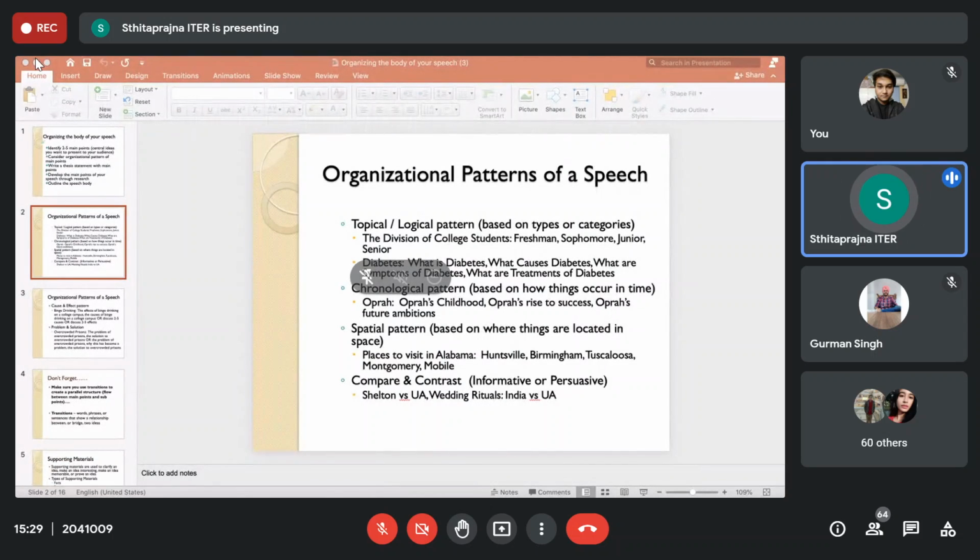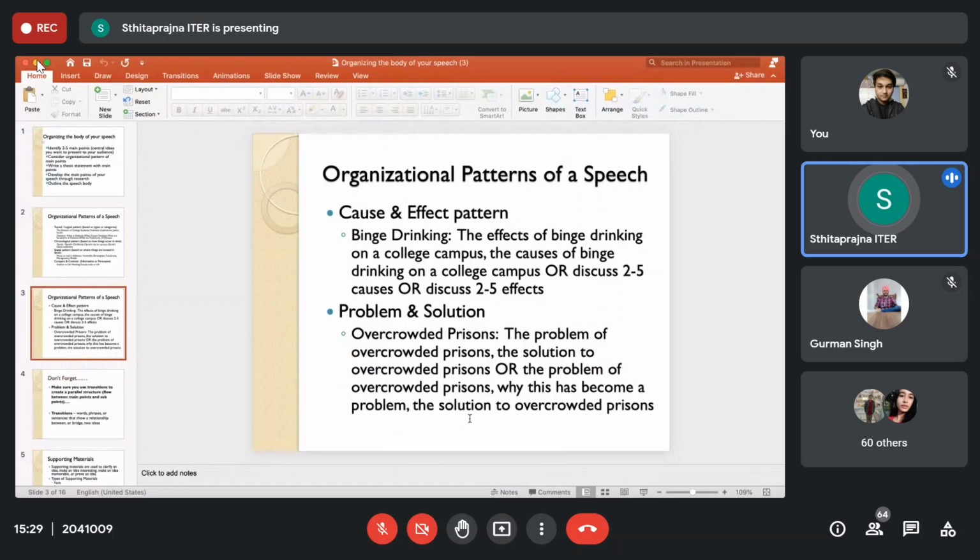So if you want to compare the wedding rituals of India and the US, you have to compare. This is what happens in India, and this is what happens in your country, and all this. So comparing and contrasting. So these are some of the major organizational patterns. We also have cause and effect. Cause and effect is also an organizational pattern. We tell the cause and also the effect.